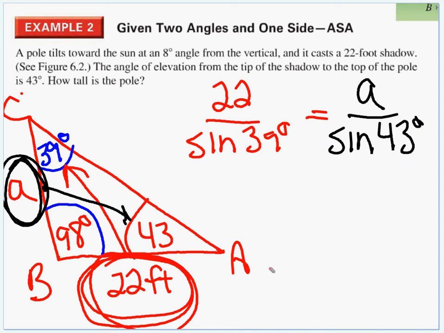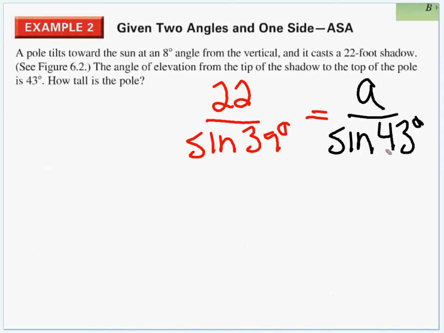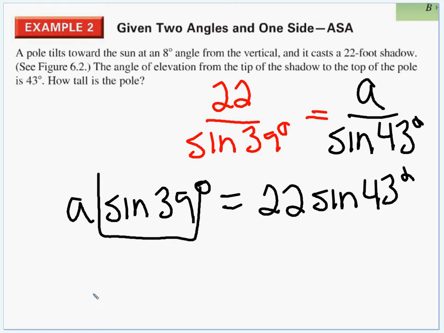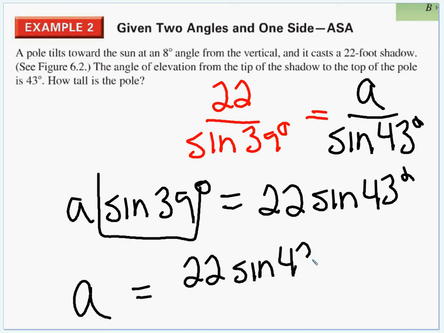And I think I can get my picture out of the way now. And now it's just cross multiplying. A times the sine of 39 is equal to 22 times the sine of 43. And then to get A by itself, we're just going to divide by that sine of 39. So A is 22 times the sine of 43 degrees, and that is all divided by the sine of 39.